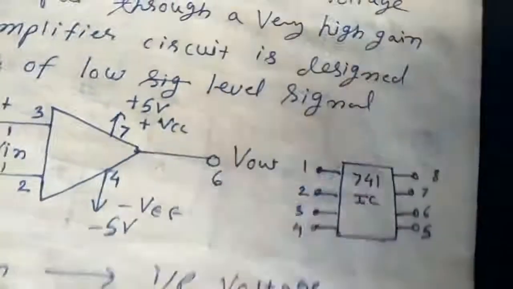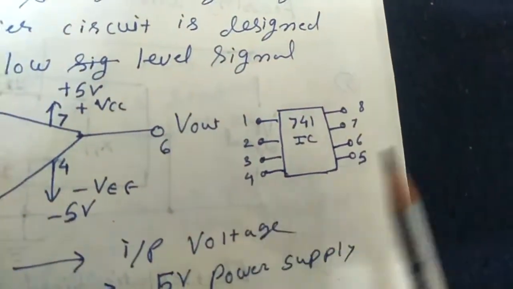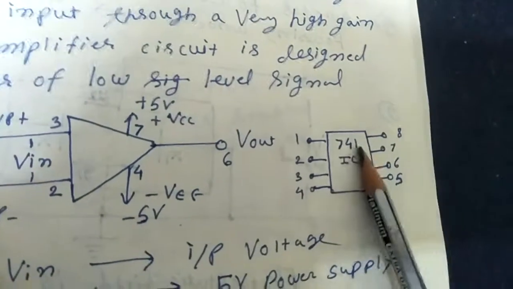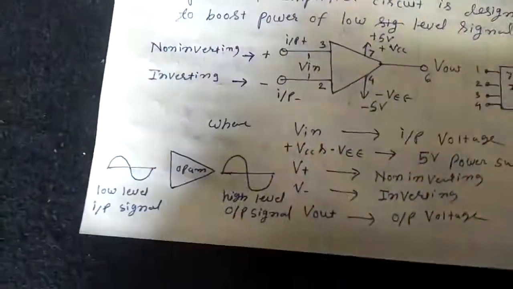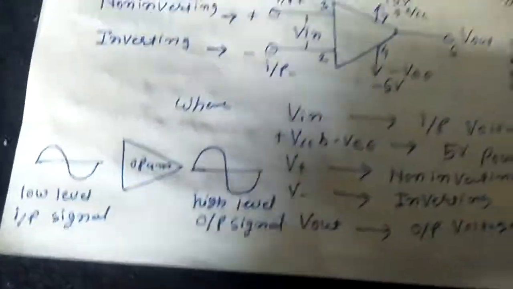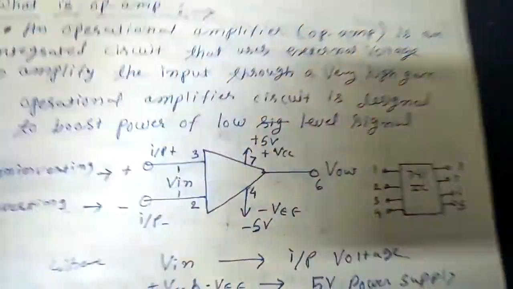Okay, so these have 8 pins: 1, 2, 3, 4, 5, 6, 7 and 8, and the number of this IC is 741 IC. Generally this IC is used for amplification. Amplification in the sense what? Low level of the input signal will be converted into high level, or boost up the low level signal. Okay, we are using an integrated circuit. So this is the 741 IC. Okay, so this is the symbol of the IC.